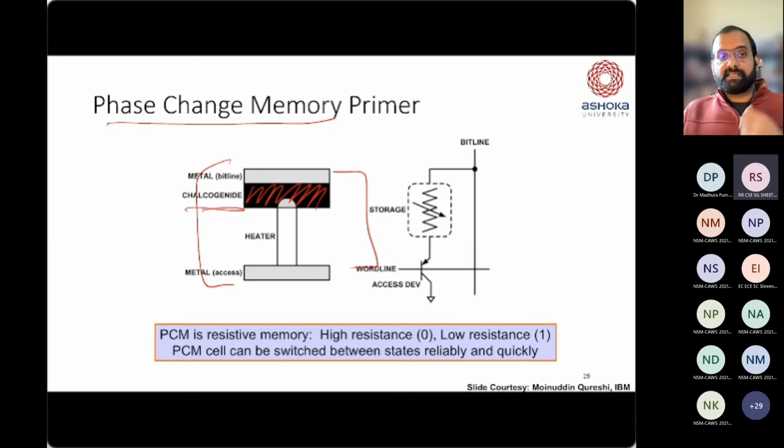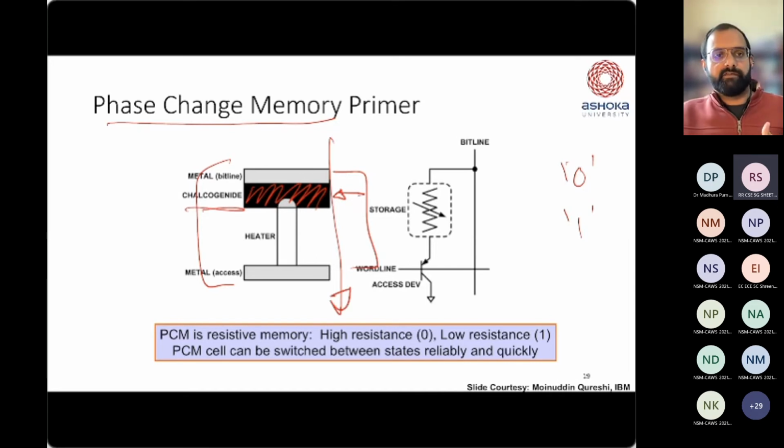The crystalline state has low resistance, so you can potentially associate that state with, let's say, the logical value 0. And amorphous, which has a high resistance state, you can associate with the value 1. Then you can differentiate which state this particular layer is in by sensing how much current passes through this cell, right?